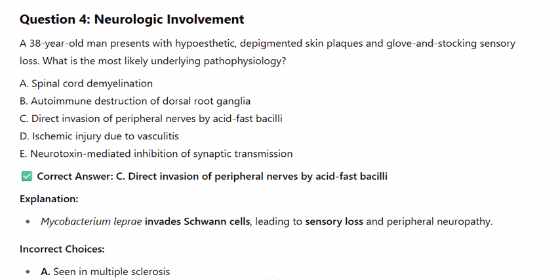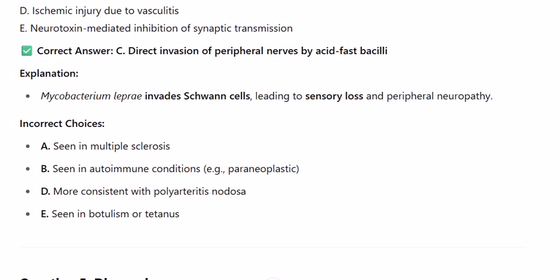Explanation: Mycobacterium leprae invades Schwann cells, leading to sensory loss and peripheral neuropathy. Incorrect choices: A. Seen in multiple sclerosis. B. Seen in autoimmune conditions, e.g., paraneoplastic. D. More consistent with polyarteritis nodosa. E. Seen in botulism or tetanus.